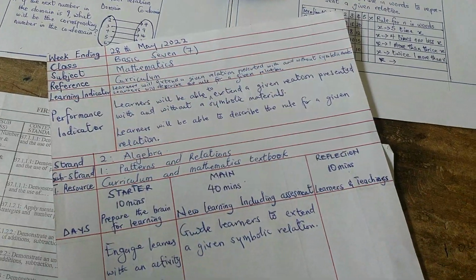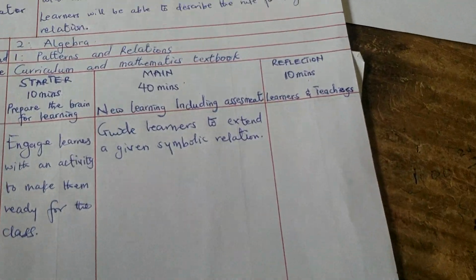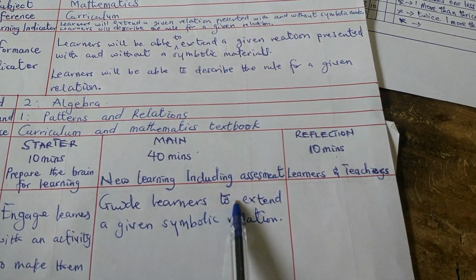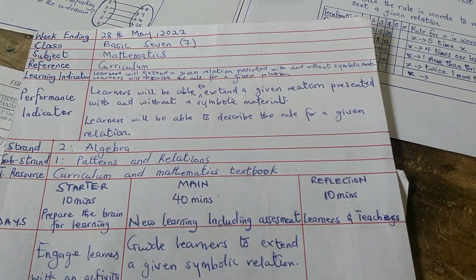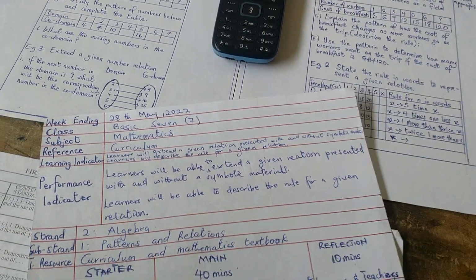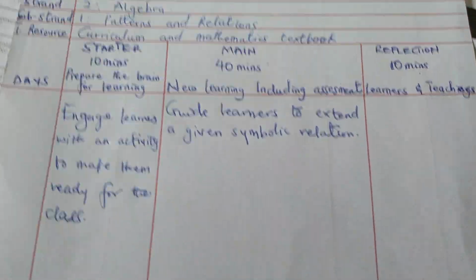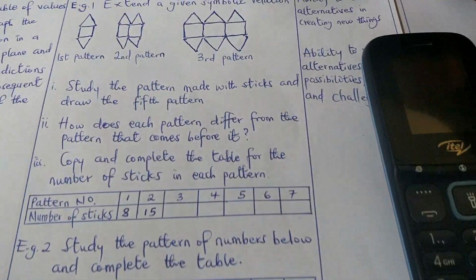So on Monday, which is the 8th week, I'm going to teach this. By guiding the learners, I'm guiding learners to extend a symbolic relation. Now, when you say symbolic, you have to know that it means you are going to represent the thing with something, then they follow. Just as the example they've given you in the curriculum.